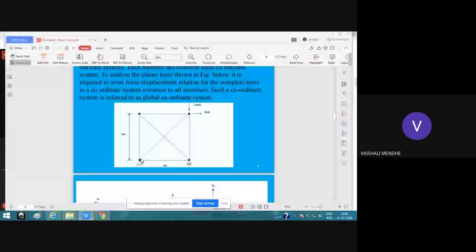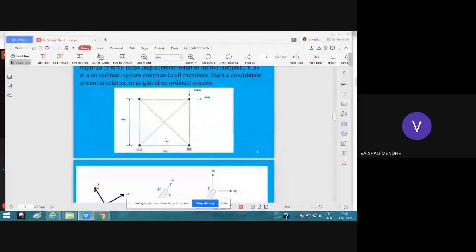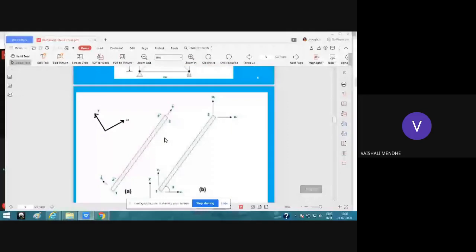Similarly, for a horizontal member, local x will be from the left node to the right node, and local y will be perpendicular to that. Likewise, the local coordinate system will be different for every member, but your global coordinate system will be the same for the whole structure. So always your global coordinate system will be like this.